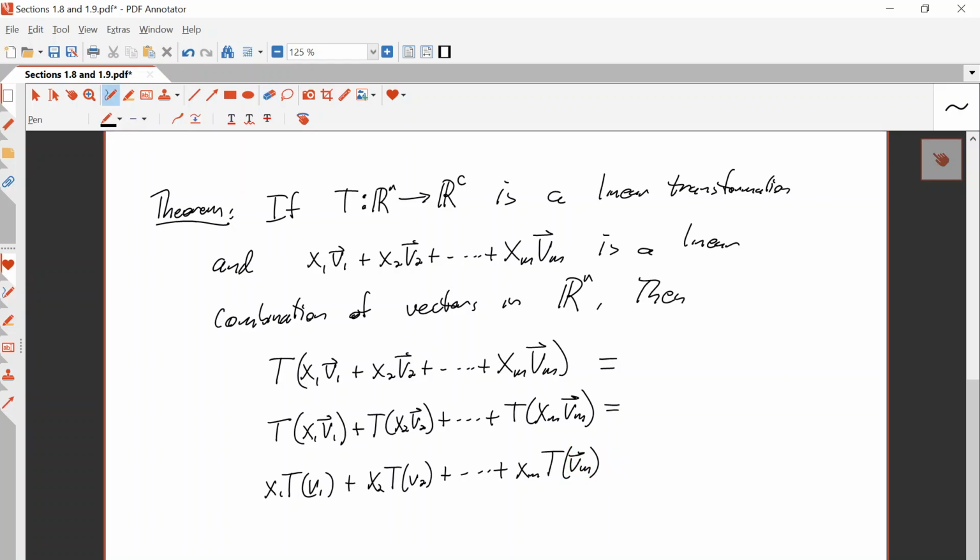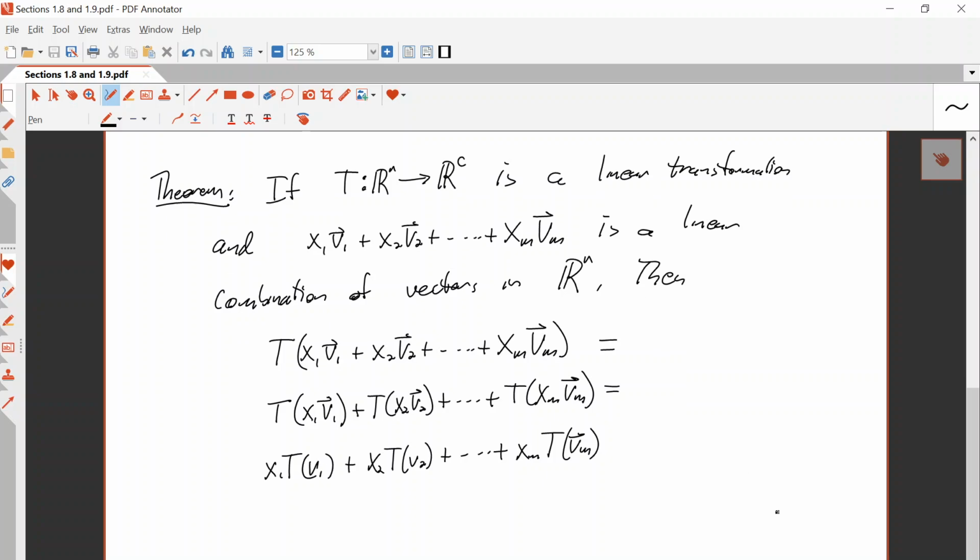So if you take a linear combination of vectors in the domain and apply T to it, then that equals the corresponding linear combination in the range. Addition and scalar multiplication can be done either in the domain or the range, essentially meaning that linear combinations taken in the domain could also be taken in the range instead. It doesn't matter where you do it. You always get the same outcome.